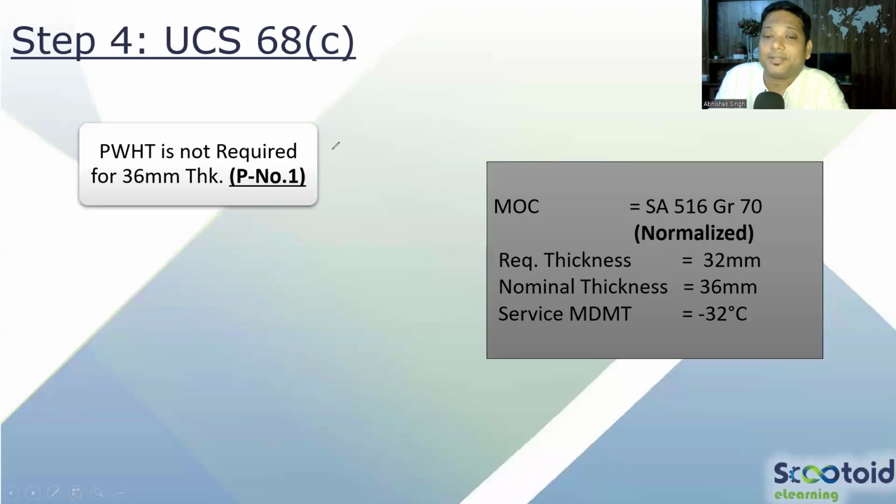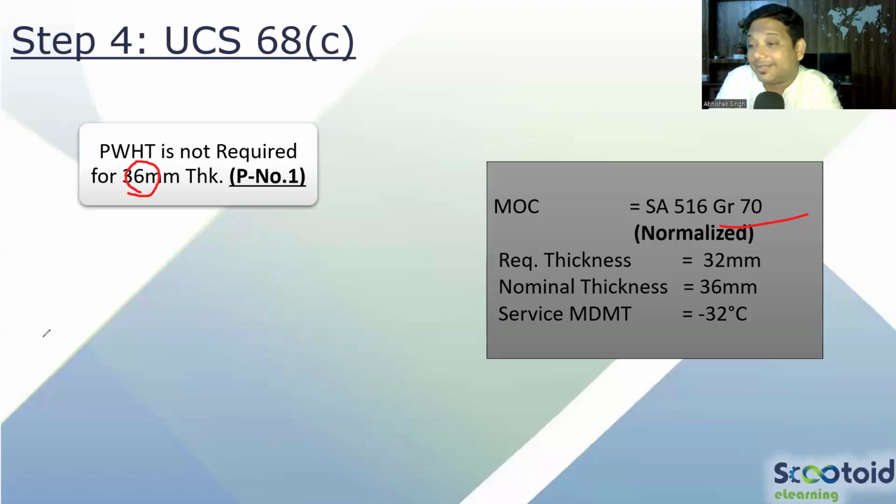38, right? Between 32 to 36, by doing preheat, we can manage. But above 38, it has to be done. So above 38, the PWST becomes mandatory. Less than 38, we can get that exemption by doing preheating. So if my thickness is 36 mm, material is SA 516 Grade 70, is it mandatory to do PWST in this case?